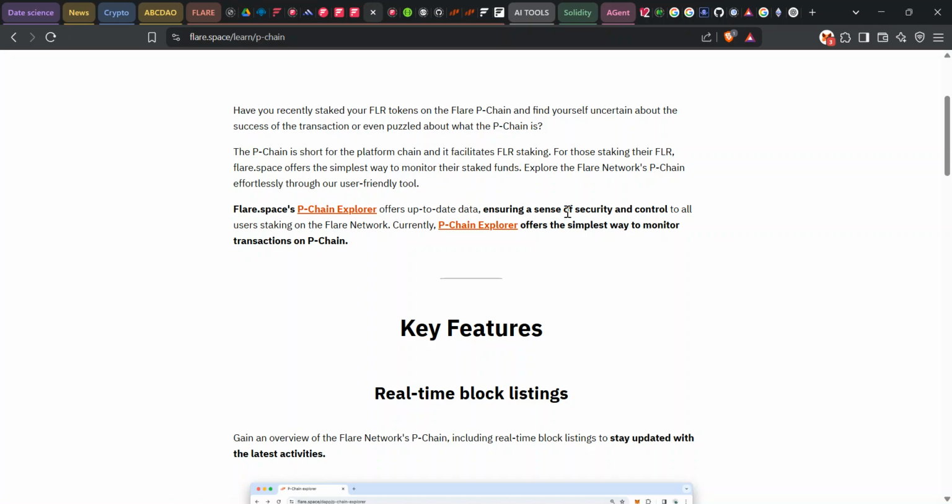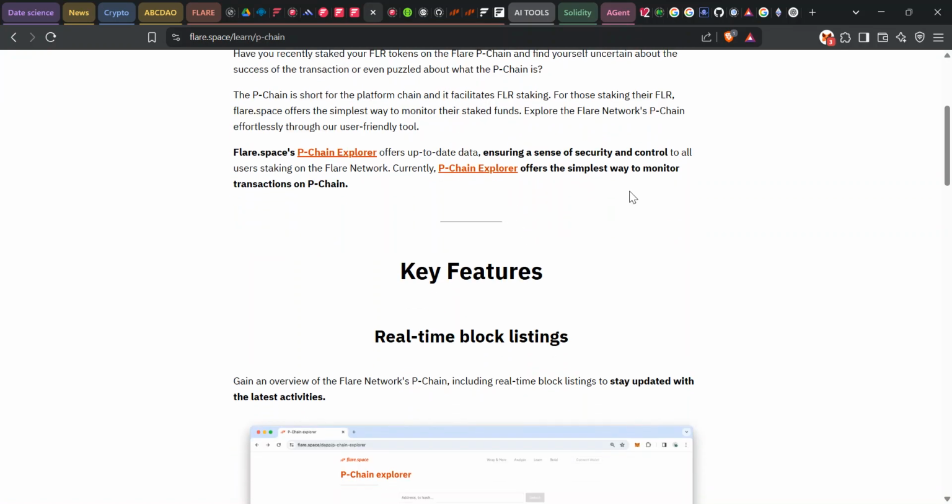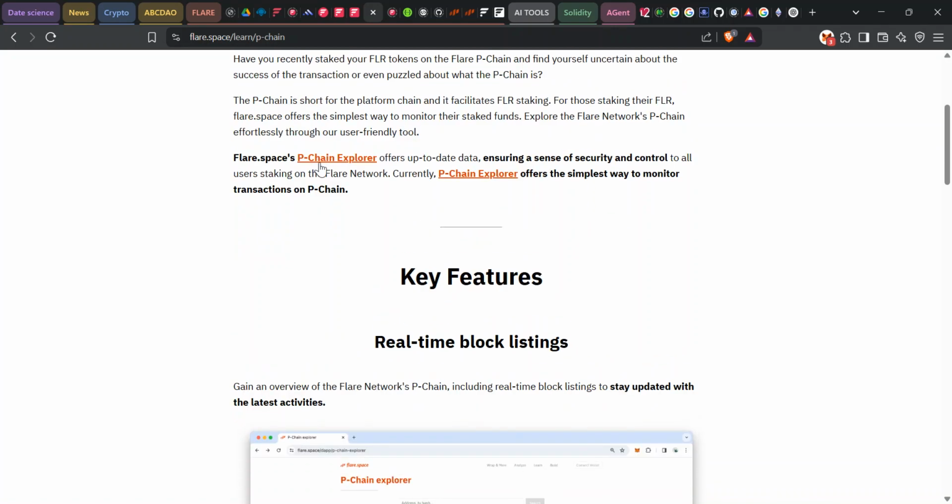For those staking their Flare, Flare Space offers a simple way to monitor their staked funds. Explore the Flare network's P Chain effortlessly through our user-friendly tool. It offers up-to-date data, letting you know what's going on in real time. It gives a sense of security and control to all users staking on the Flare network, and it offers the simplest way to monitor transactions on the P chain.